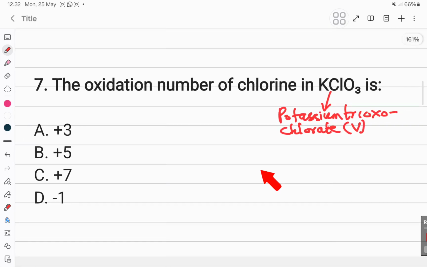Now, in oxidation number, students are expected to be familiar with the rules. There are rules guiding us when it comes to calculating the oxidation number or oxidation state of elements. I'm not going to mention all the rules now. In upcoming videos, we are going to look at how to calculate oxidation numbers going by the rules. So we are going to explain better in that video.